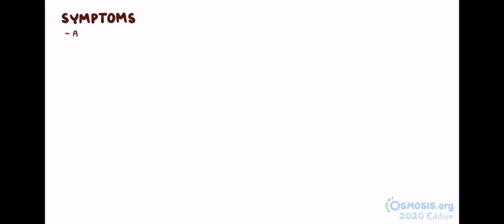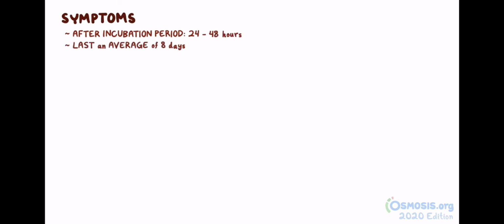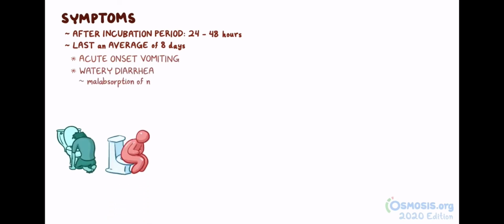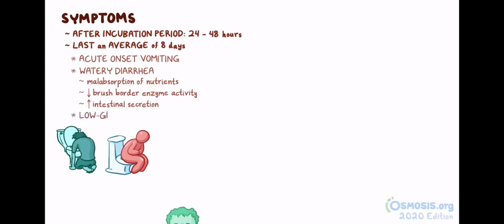Symptoms usually show up after a short incubation period of 24 to 48 hours, and they last an average of 8 days. They include acute onset vomiting, followed by watery diarrhea linked to malabsorption of nutrients like lactose, decreased brush border enzyme activity, and increased intestinal secretion. A low-grade fever is also common.